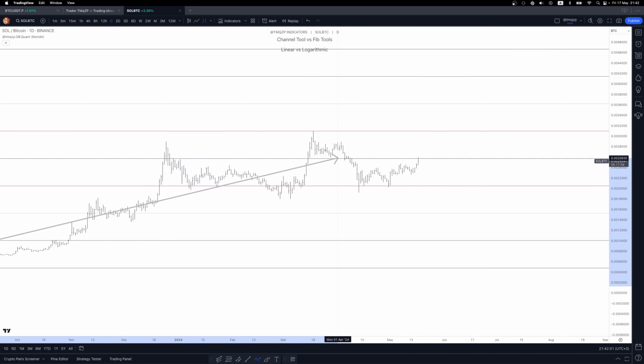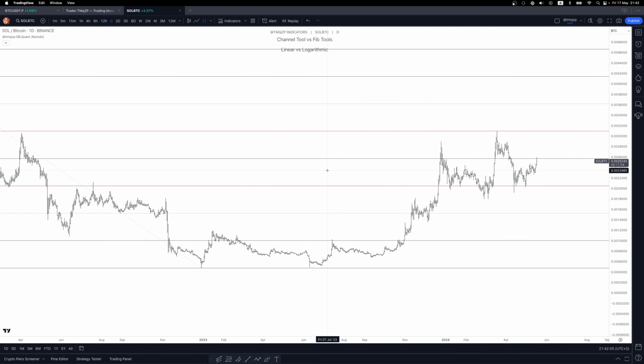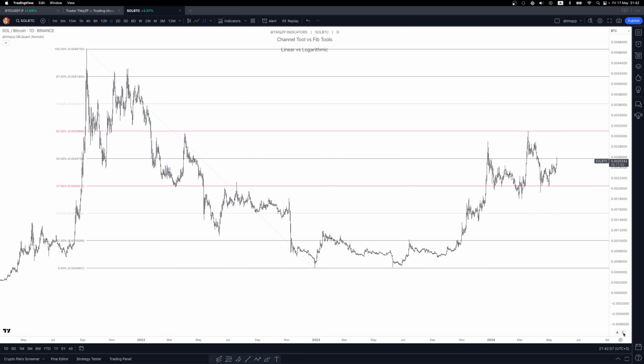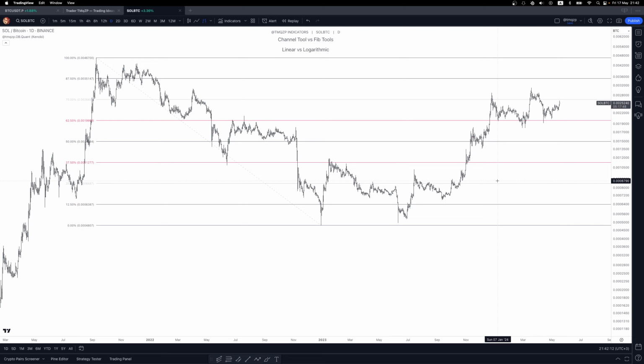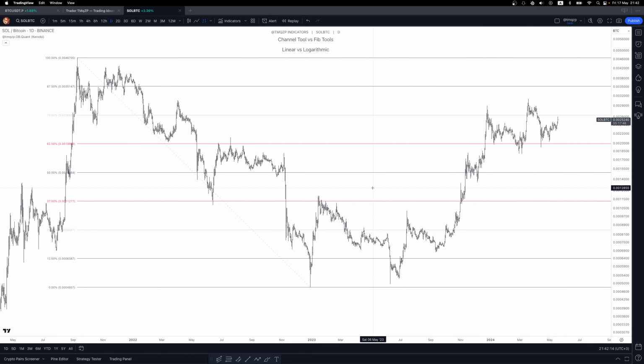Boom, where does it come? 1 to 1 back down again, right? And now we're here back at the 50 again, right? If we switch this to log, it still kind of works, but I just prefer the consistency of linear.